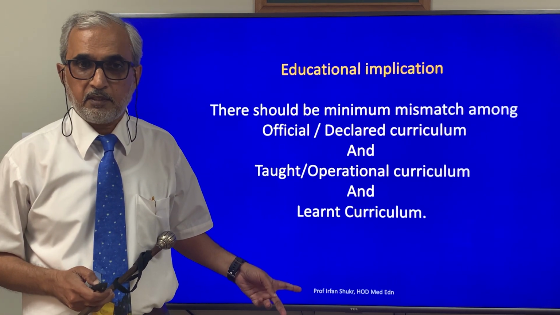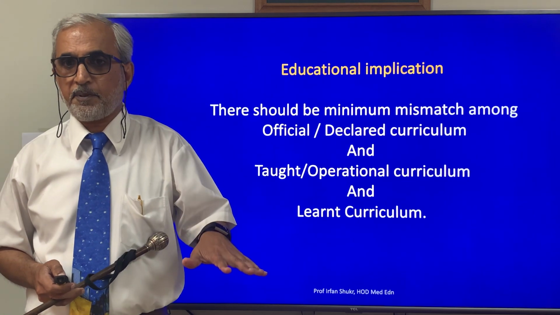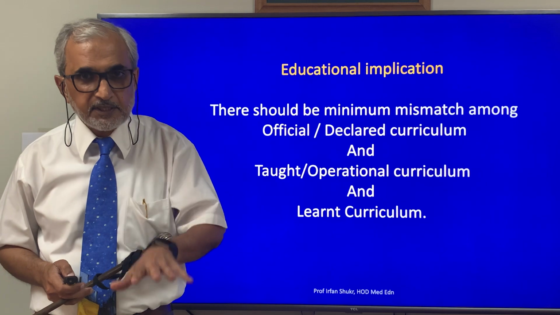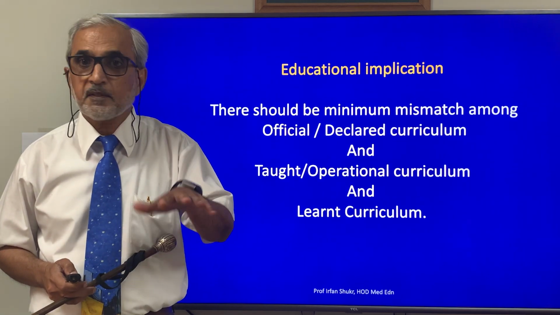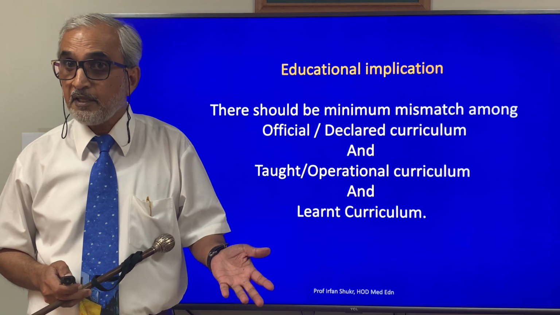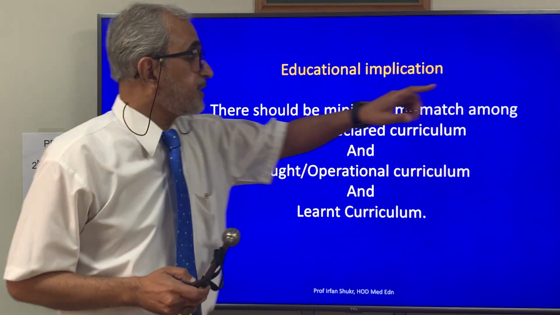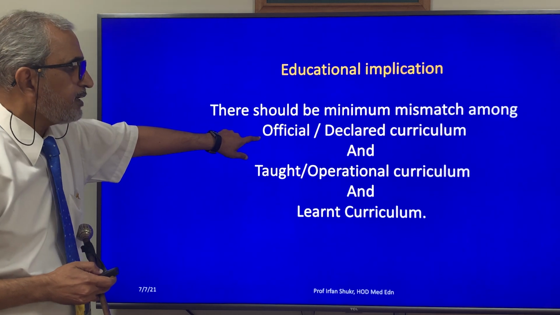For example, as the COVID situation is going to disappear or become less, this mismatch which is present this year should become minimum next year. Or if we think this is going to persist for a very long time, for years to come, 20, 30 years, then we should change the official and declared curriculum.